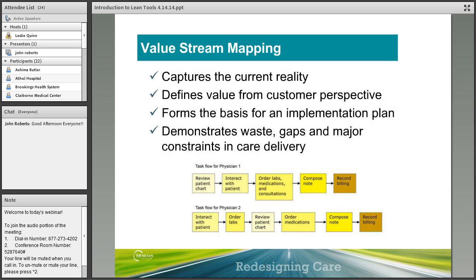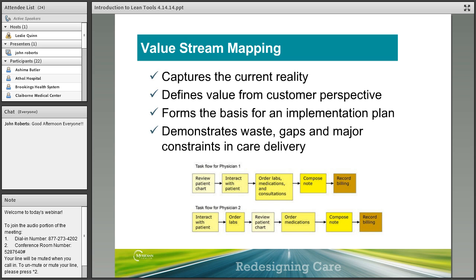So that's really what value stream mapping does. It, again, helps us capture our current reality. It helps us define value from the customer's perspective. I think that's one of the important parts of value stream mapping, really looking at what are we producing for the customer, and what are these process steps in the process? Are they adding value to the customer, or are they non-value added to the customer? Again, it forms the basis for our implementation plan.